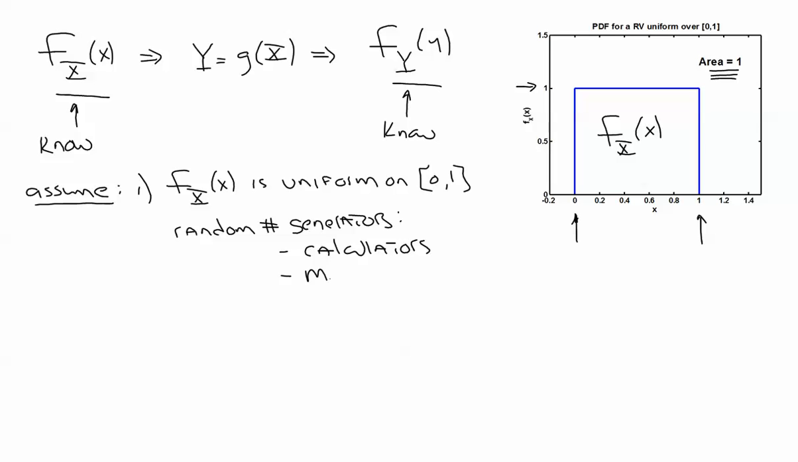MATLAB has a RAND, R-A-N-D function. If you run the rand.m function 1,000 times, you will end up with 1,000 numbers, all of them between 0 and 1. And they'll be uniformly distributed between 0 and 1. Okay? This discussion is going to be extremely useful to us when we get into two later topics. One is the computer generation of random variables, and the other is Monte Carlo simulation.